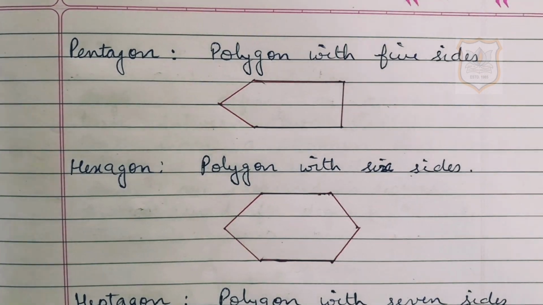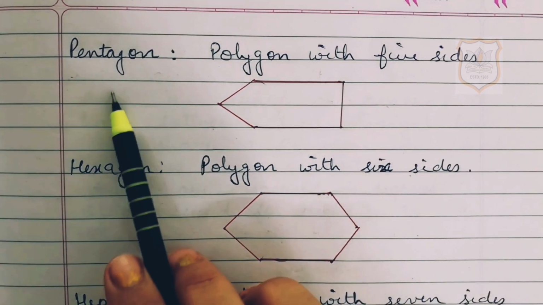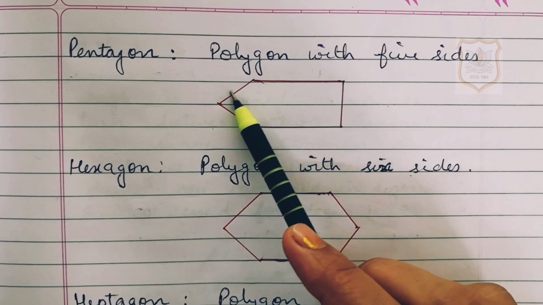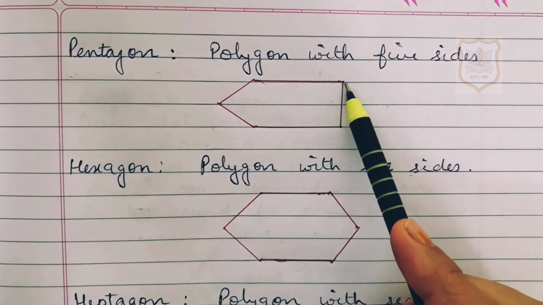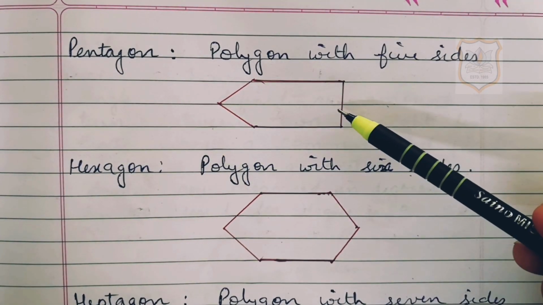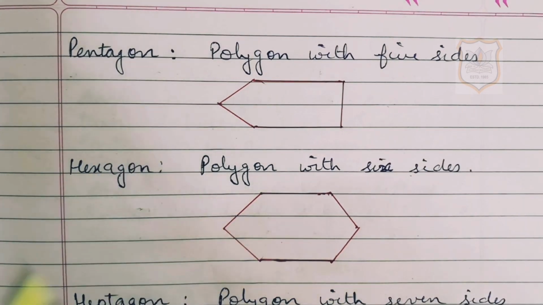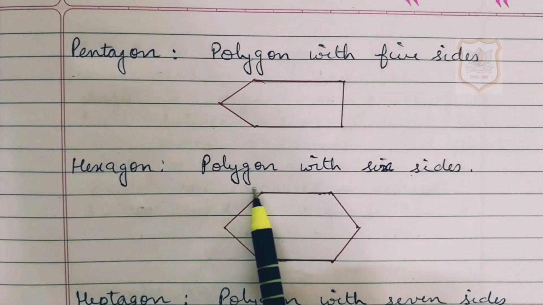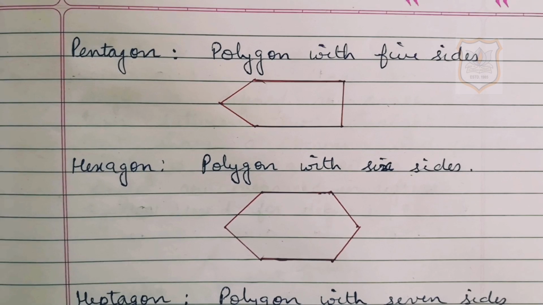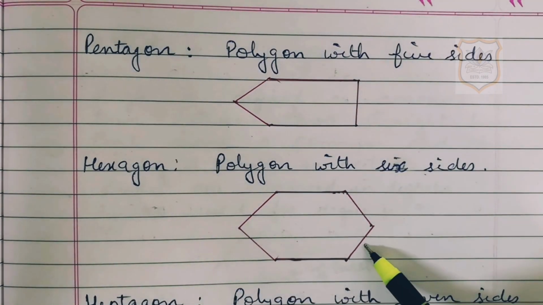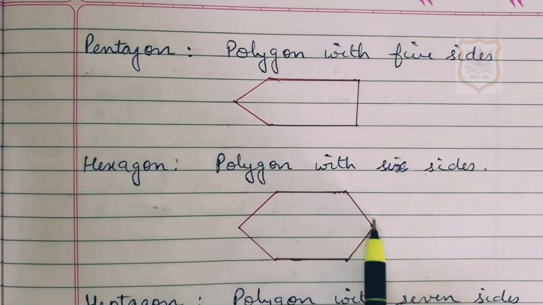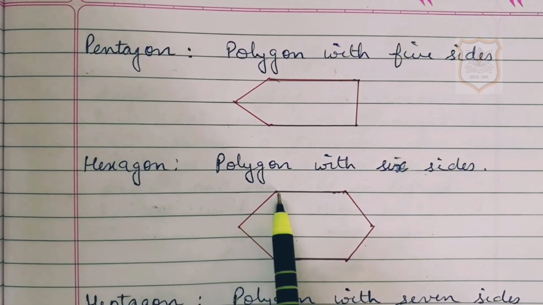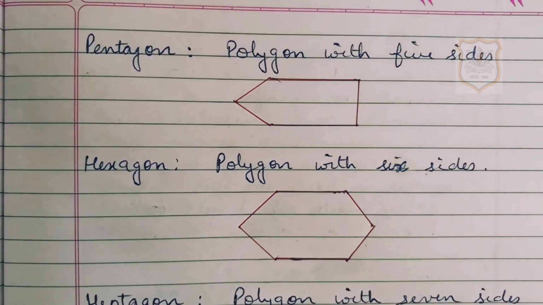Next is pentagon. A polygon with 5 sides is called a pentagon. Here you can see this is 1 side, 2, 3, 4 and 5. So the figure with 5 sides is called a pentagon. Next is hexagon. A polygon with 6 sides. Here you can see this is a polygon which is made up of 6 sides. 1, 2, 3, 4, 5 and 6. So it's called a hexagon.